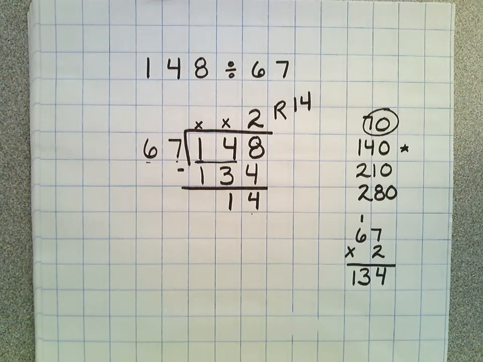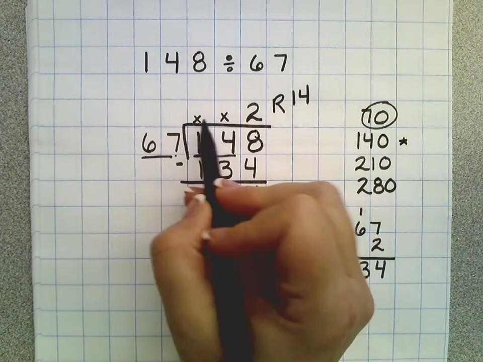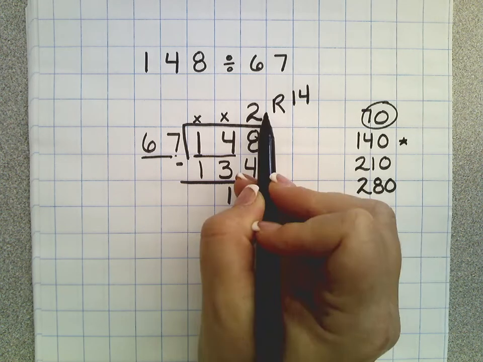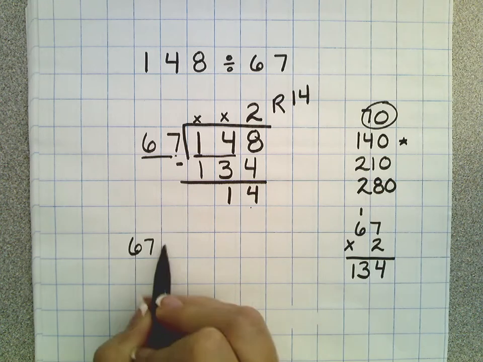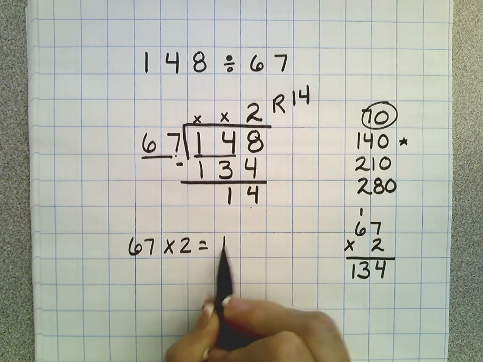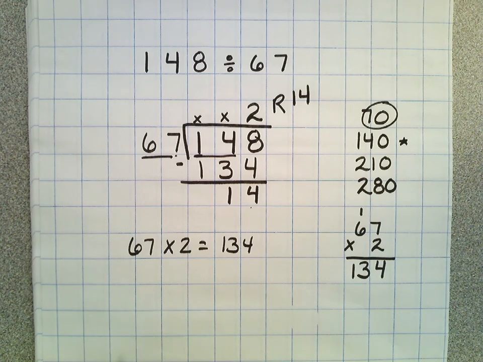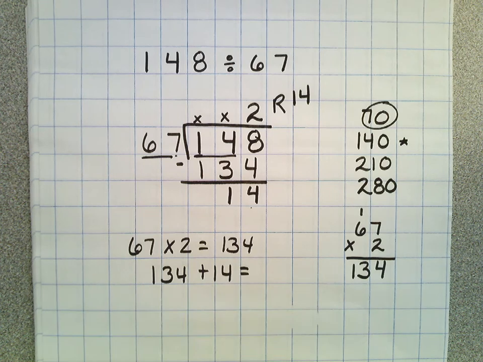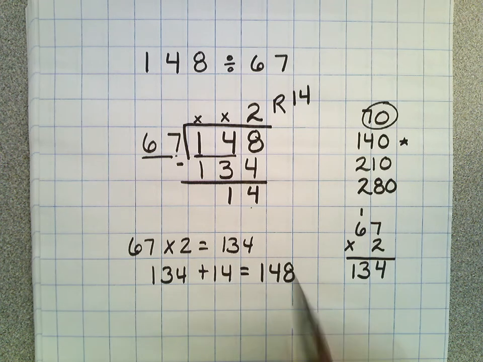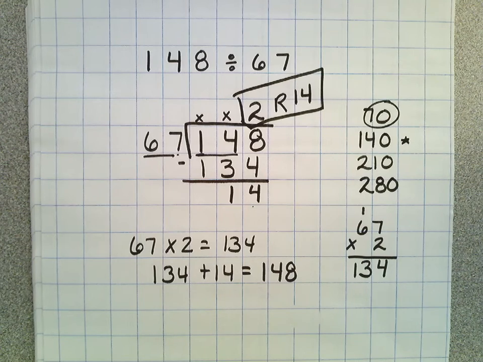Now we're going to check our answer using multiplication. We know that 67, this little x helps remind me, times 2, which we already did over here, equals 134. Now the remainder left over is something I add on. So 134 plus 14 is 148. So I know that my answer of 2, remainder 14, is correct.